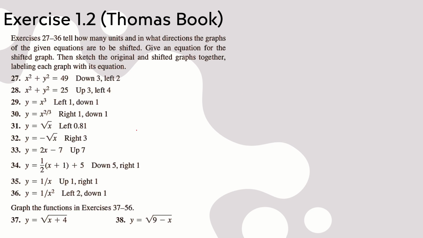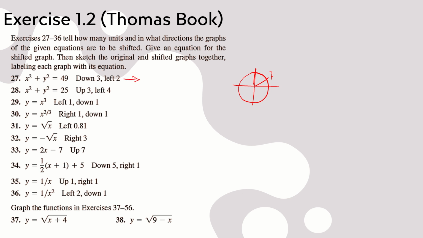So these are some questions. I'll just do some of them. Like x square plus y square is equal to 49. This is simply a function which is defining a circle. So the graph of the original function will be like that. Centered at origin and radius is what? That is 7. Now this is shifted 3 units down and 2 units to the left.